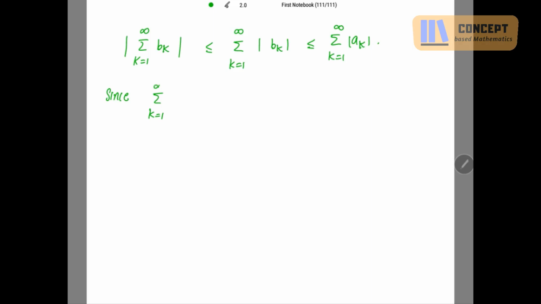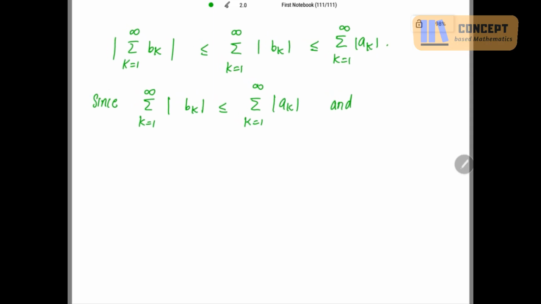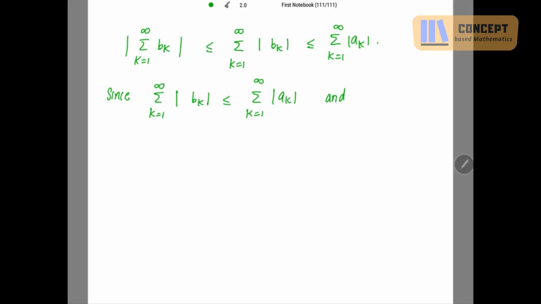Now since summation k going from 1 to infinity mod bk, see these two, this is less than or equal to summation k going from 1 to infinity mod ak, right? Now from this previous step I take the last one, these two. Now the mod bk sum is less than or equal to this mod ak sum, and it is given that ak is conditionally convergent, right? So, sorry, I'm very sorry, it is absolutely convergent. What is given to us? That this mod ak is absolutely convergent.